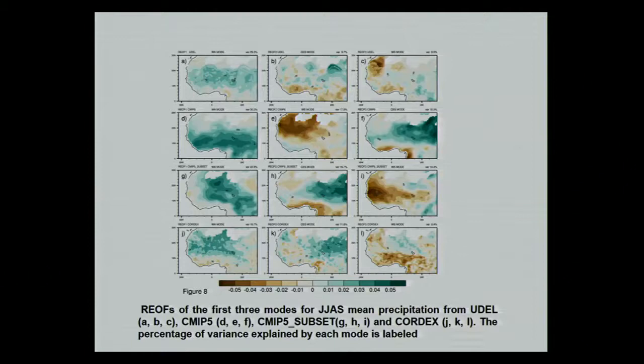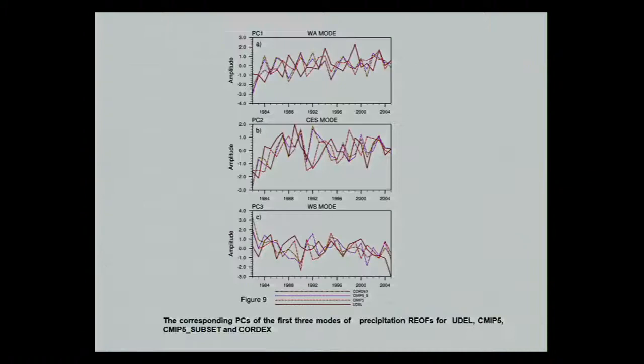But for precipitation, we also got the three main modes. But it's not as good. For example, if I take CMIP5, it missed some modes. But the main idea of modeling is just to let them reproduce the statistics. At least we get an improvement from the CORDEX one. And this one is the associated time series for the precipitation.